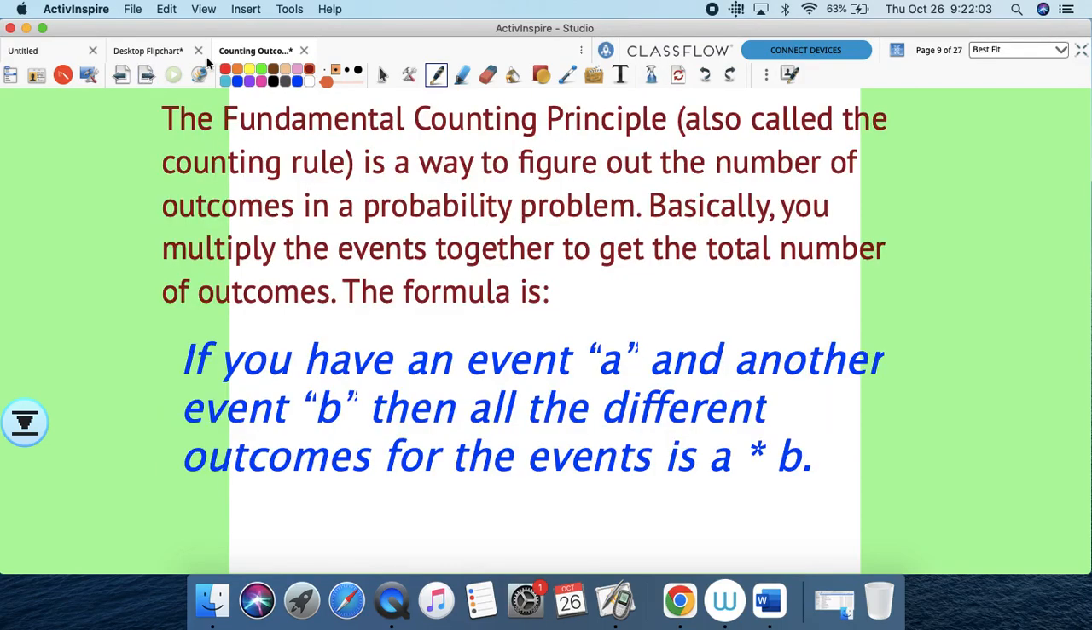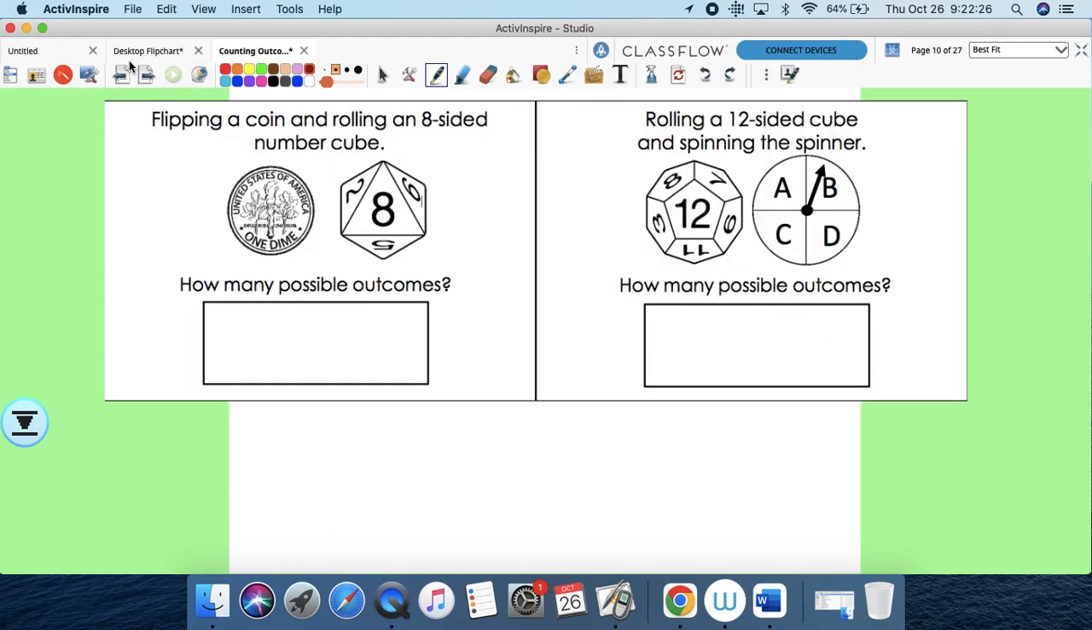Now, there's something called the fundamental counting principle, which helps us figure out how many outcomes there are in the experiments that we're doing. So it says that basically all you have to do is multiply the events together to get the total number of outcomes. So you multiply the number of outcomes in event A times the number of outcomes in event B. I'll give you some examples.